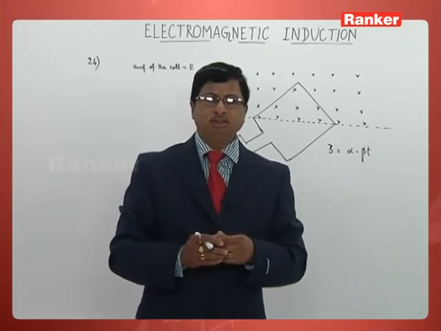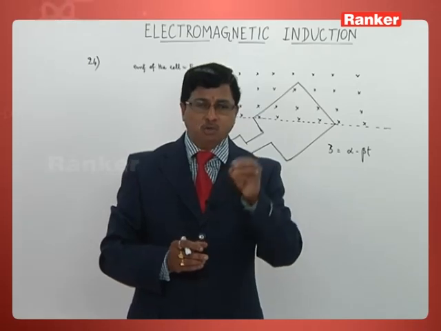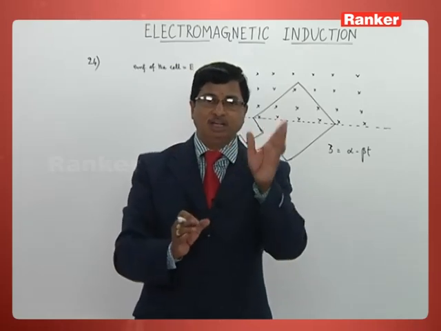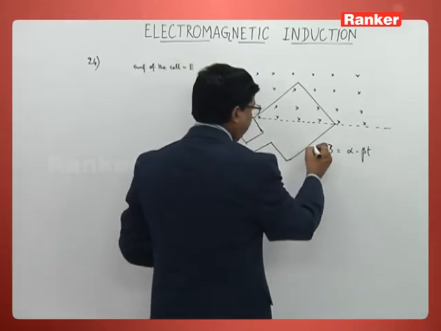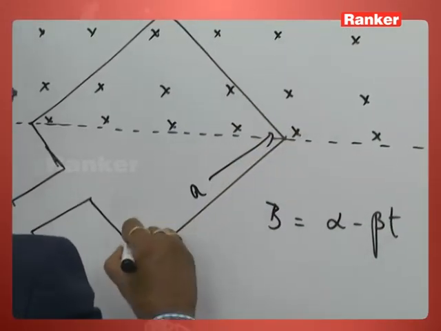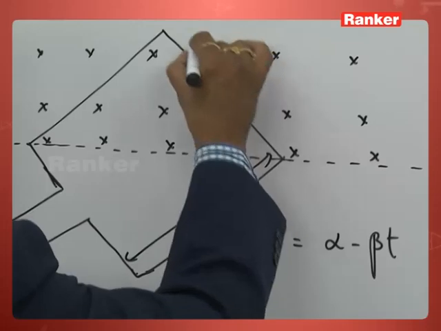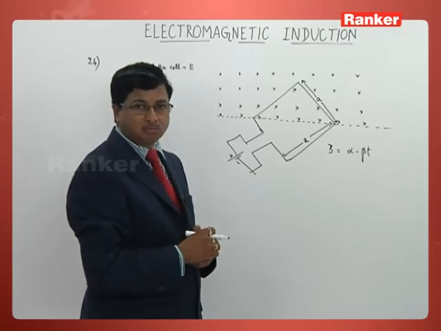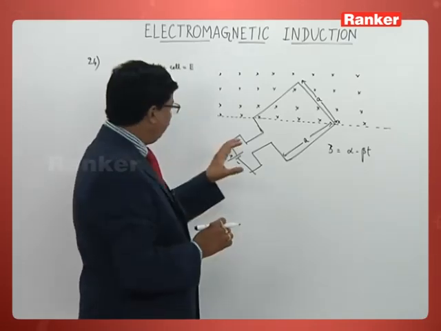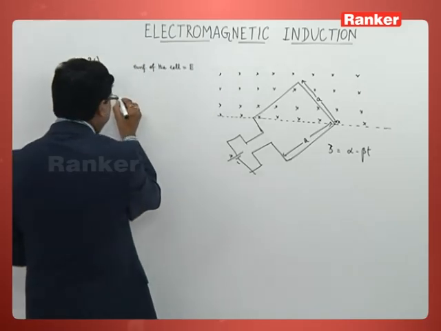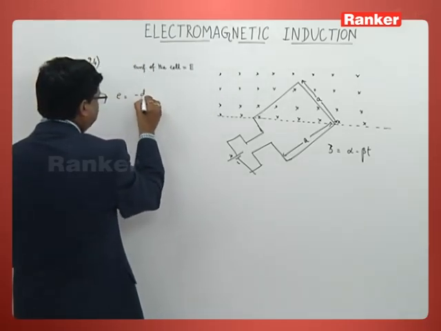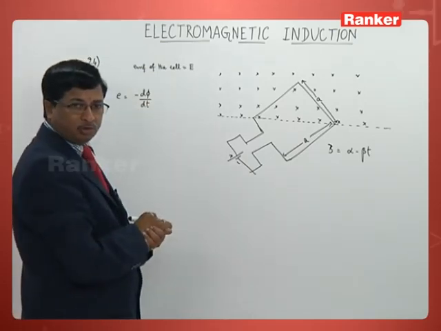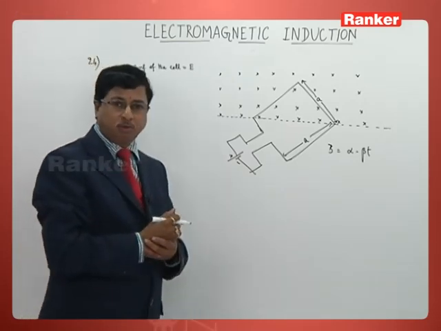So what you have to do? Simply calculate the induced EMF in the upper half of that square loop of side A. This side length is A, and this side length also is A, because it is a square. That is what we have to go for. And what is the general calculation for induced EMF? Minus d phi by dt. That is the general formula. Every one of us knows it.